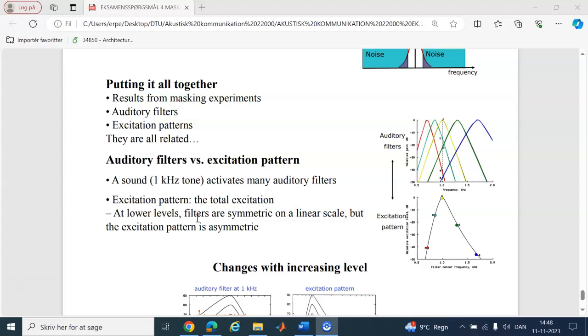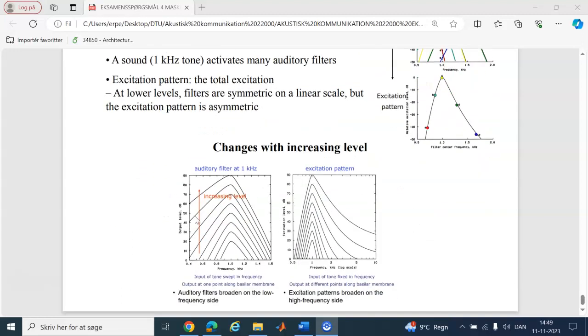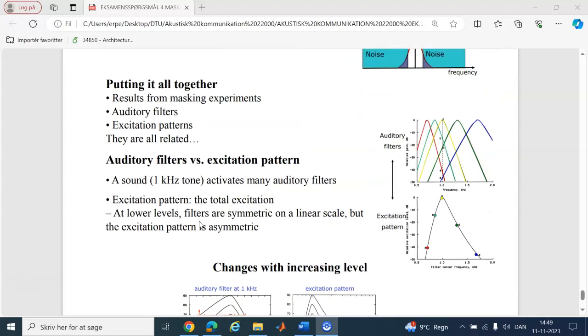Auditory filters versus excitation pattern. A sound, for instance, a kilohertz sound, activates many auditory filters. Okay. Excitation pattern, the total excitation. At lower levels, filters are symmetric on a linear scale, but the excitation pattern is asymmetric. So if I have 1 kilohertz, you have to explain this excitation pattern.